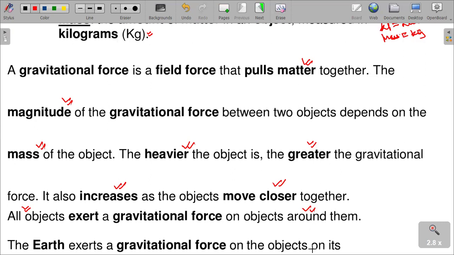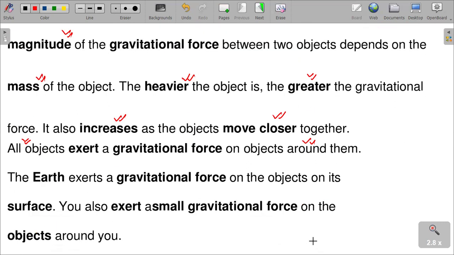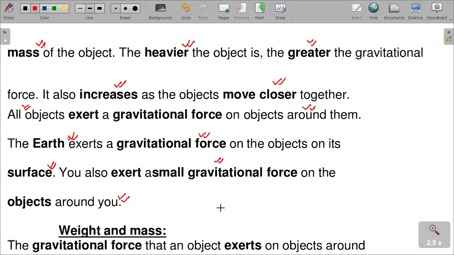So the Earth exerts gravitational force on the object on its surface. You also exert a small gravitational force on objects around you. As a person, we, you or me or any person, exert gravitational force on objects that surround us.